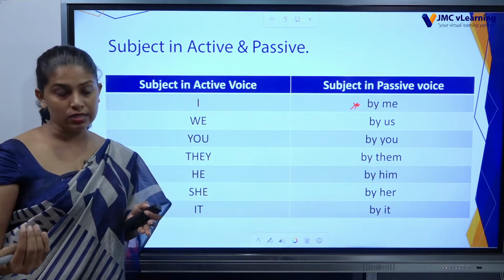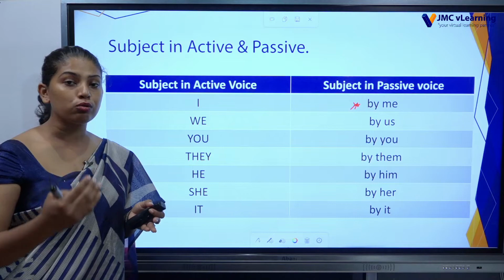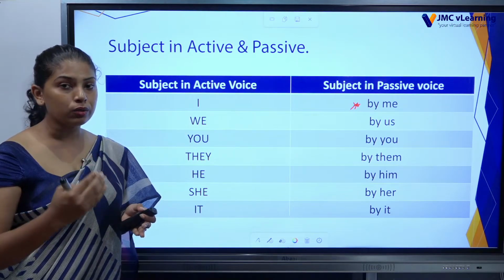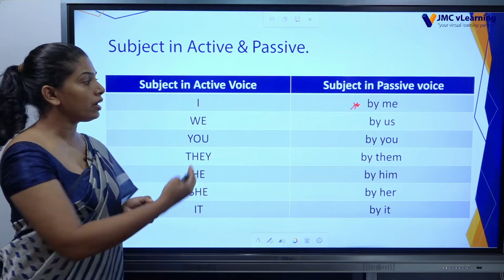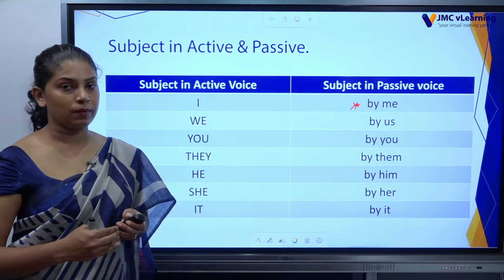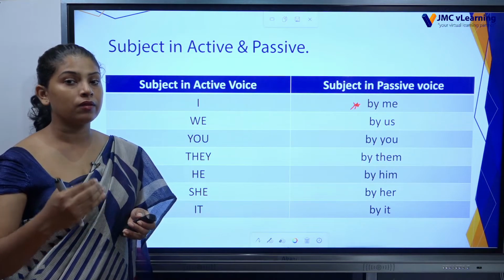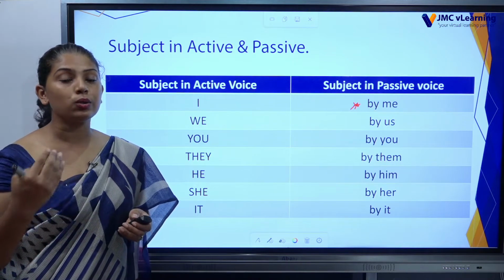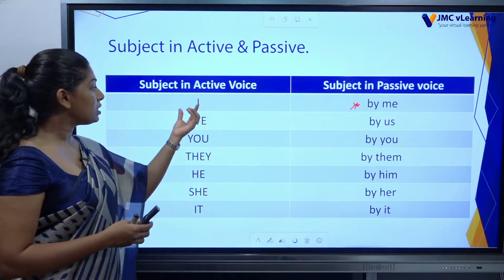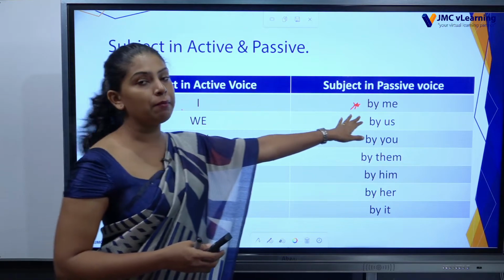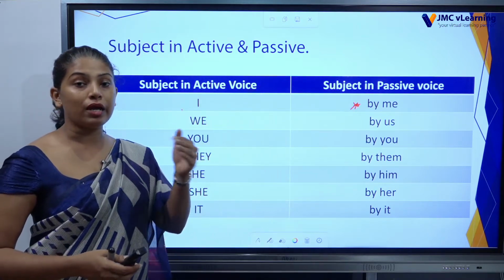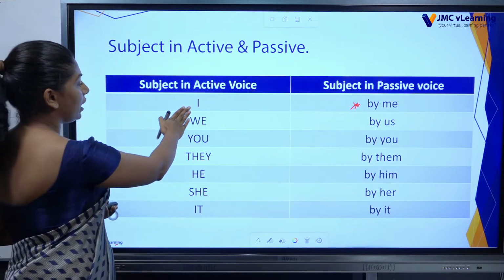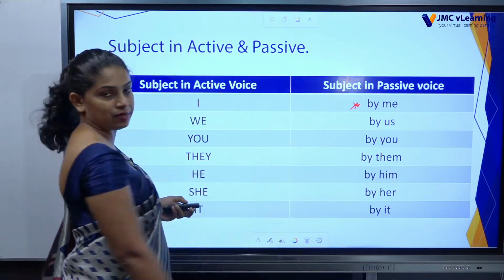I cooked rice. That means I did that. How do you write that using passive voice? The rice was cooked by me. The word I turns into by me. So, the same word I differs in passive voice.